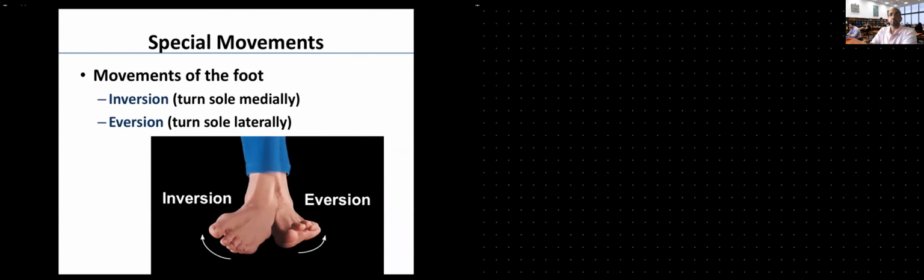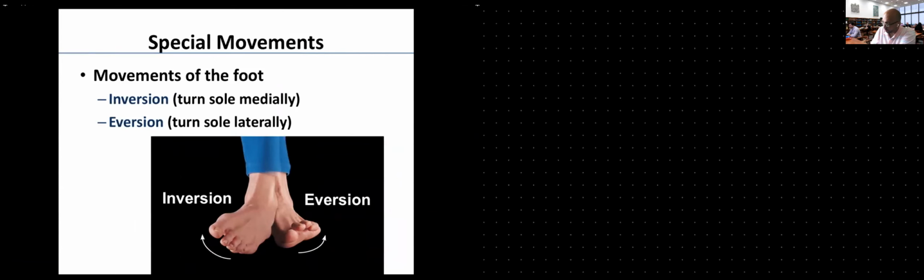Also in the foot, if I create a space between my foot and the ground towards the midline, so I have the space on the inside, this is inversion. If I create the space between my foot and the ground on the outside, this is going to be an eversion.